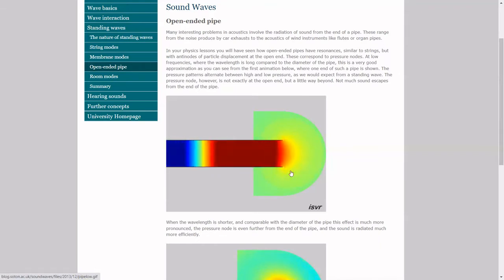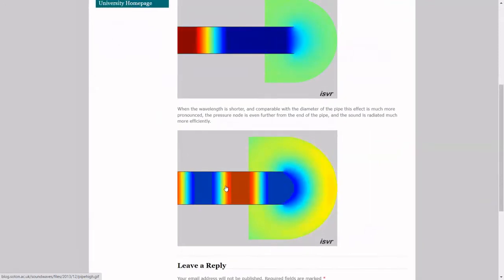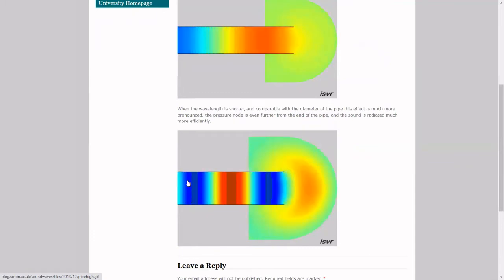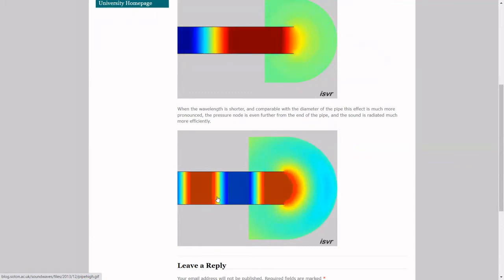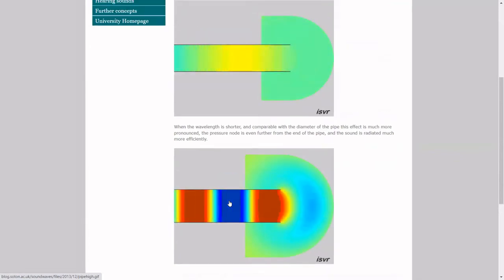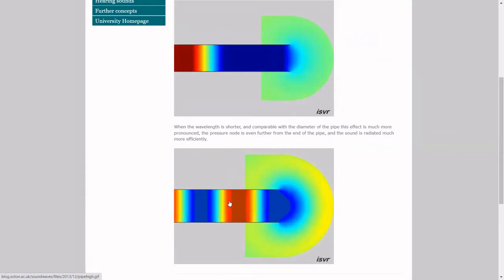And when I say a little bit beyond, the extra distance is significantly less than 1 wavelength or even half a wavelength. Down here, they're showing us that when the wavelength, you can see here the wavelength is shorter, when it's on the order of comparable to the diameter of the pipe, you get more efficient transfer of the energy from within the pipe to outside.